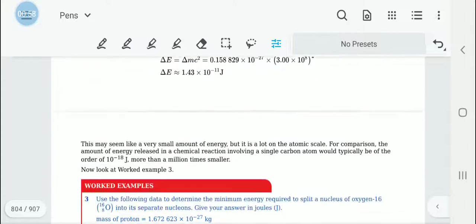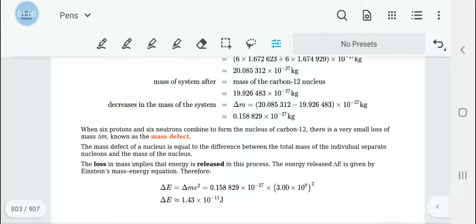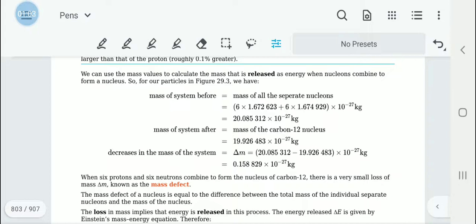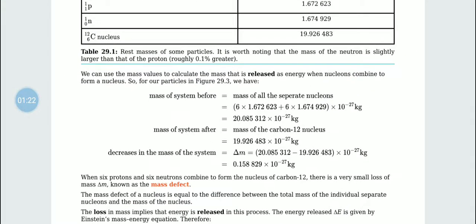I don't think it is required for you to write down this example, but write this down. When protons and neutrons combine together to form a nucleus, it will lose a very small amount of energy (mass), and this loss of mass is known as mass defect.